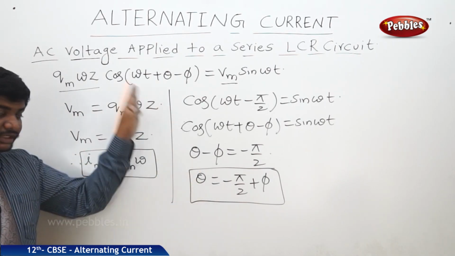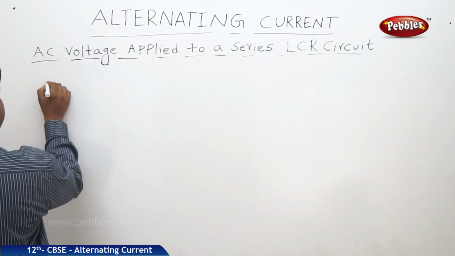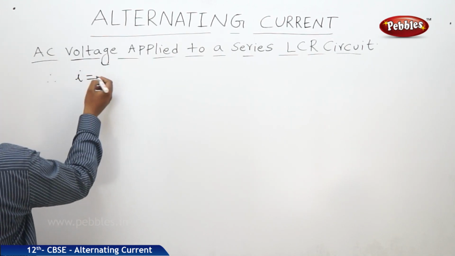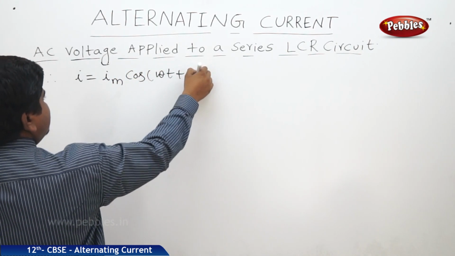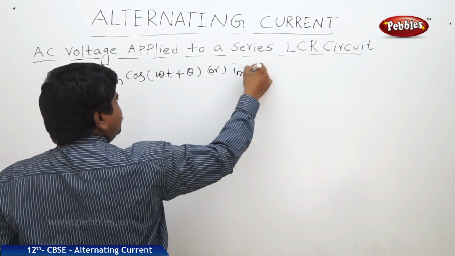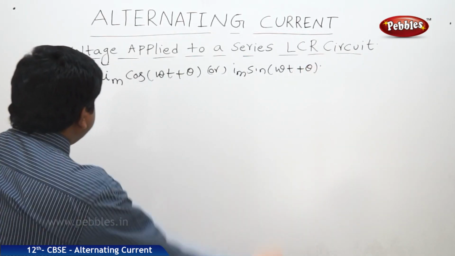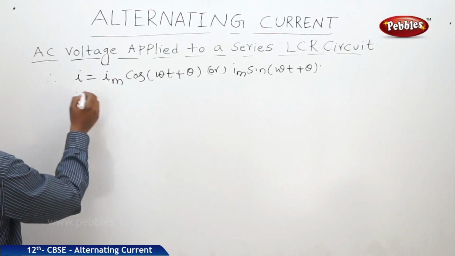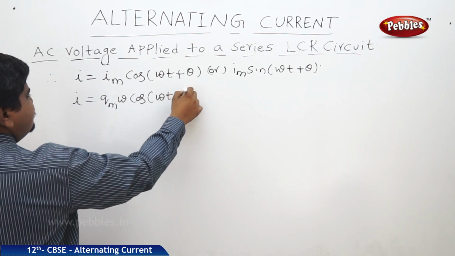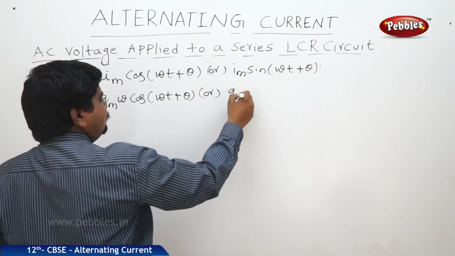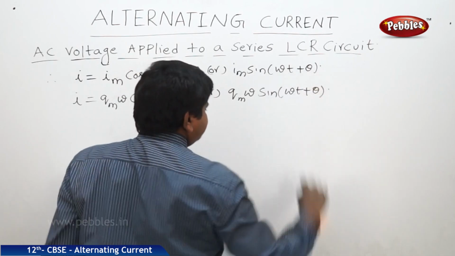Now we are going to substitute these two in the current equations. So we got the equations like this: I = Im cos(ωt + θ), or Im sin(ωt + θ). We already got the solution for Im. What is Im? ω qm. That's why we can write qm ω cos(ωt + θ), or qm ω sin(ωt + θ).